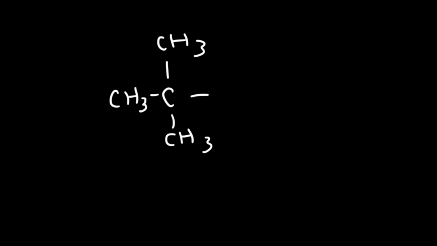Now let's talk about why a tertiary alkyl halide is bad for an SN2 reaction. So I'm going to use tert-butyl bromide as an example. Now in order for the SN2 reaction to take place, the nucleophile, let's use iodide as an example, has to attack the carbon that bears the bromine atom. So it has to attack this carbon.